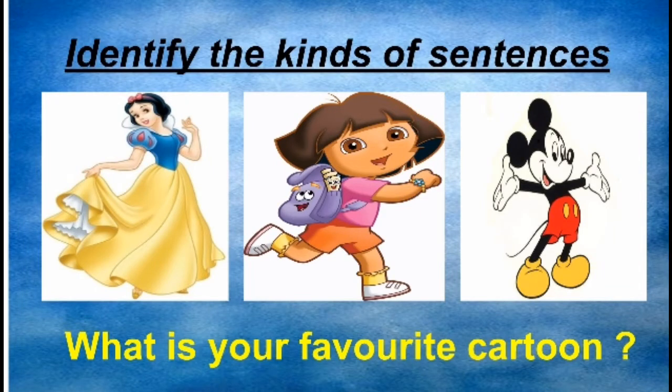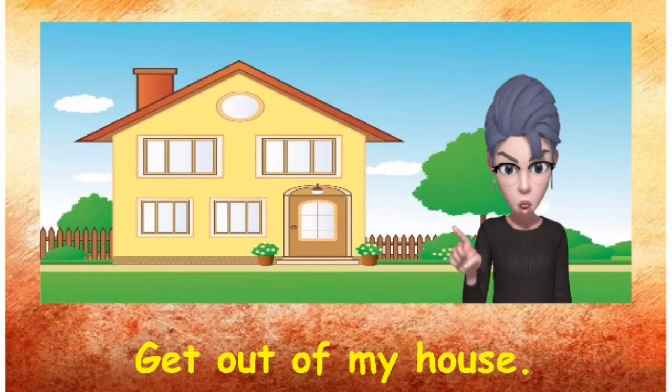Children, now let's do some exercise. Identify the kinds of sentences. Your first example. What is your favorite cartoon? It asks a question because the sentence ends with the question mark. So, it is an interrogative sentence.